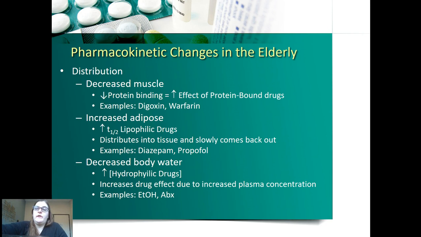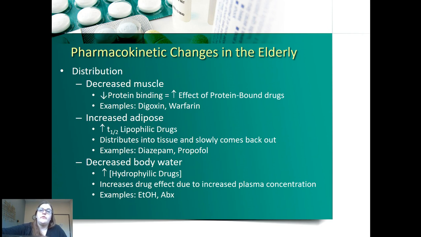And so lipophilic drugs are going to have much longer half-lives because they're going to go into the tissue and they're going to slowly come back out of the tissue. So examples of that are diazepam or propofol. And again, there's a lot more, but those are two that I come up with.